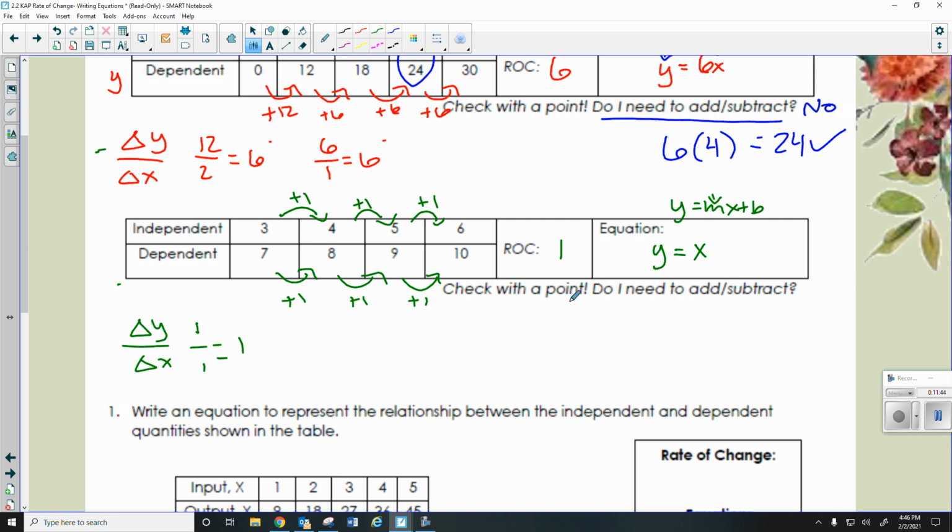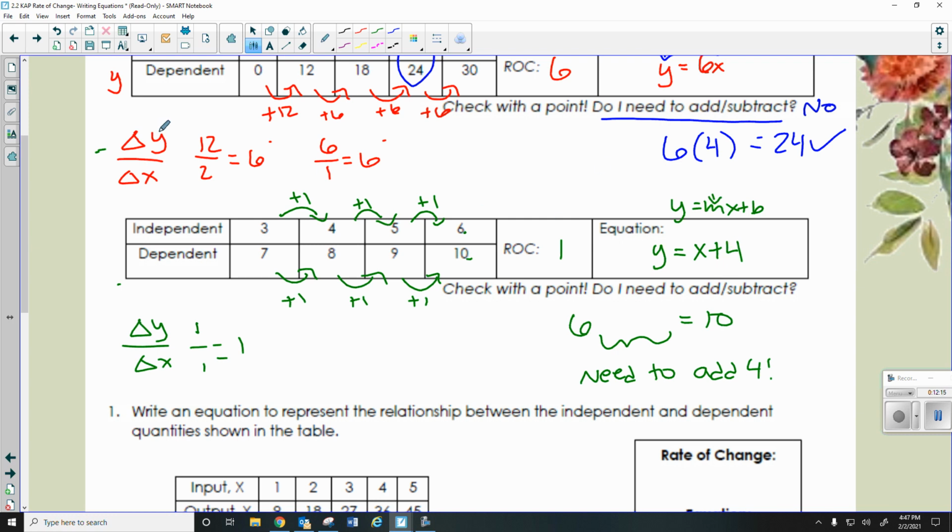So we need to check with a point. If I put in 6 to this equation, am I going to magically get 10? No. If I put in 6, how do I still get to 10? What do I need to add or subtract? It's getting bigger, so I need to add 4. So my equation is going to be plus 4. Okay, sort of kind of getting the hang of it.